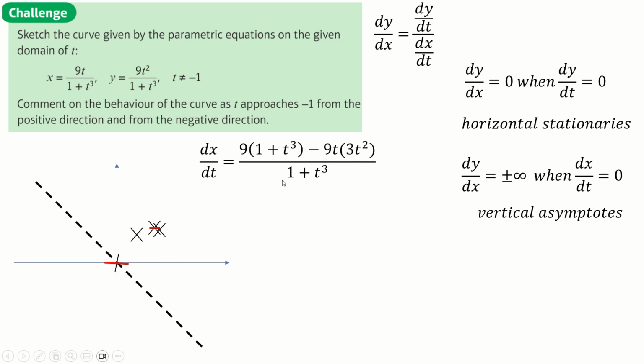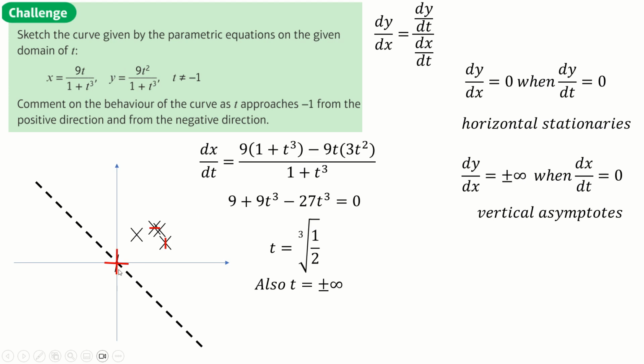But this is 1 plus t cubed all squared on the bottom, which means you have a t to the 6th term, and that outweighs anything on the numerator. So when t is plus or minus infinity, dx by dt is also 0. And we already know when t is plus or minus infinity, we're at the point 0, 0, because again, these denominators outweigh the numerators. So we're back at the origin, and we also have vertical asymptotes there.